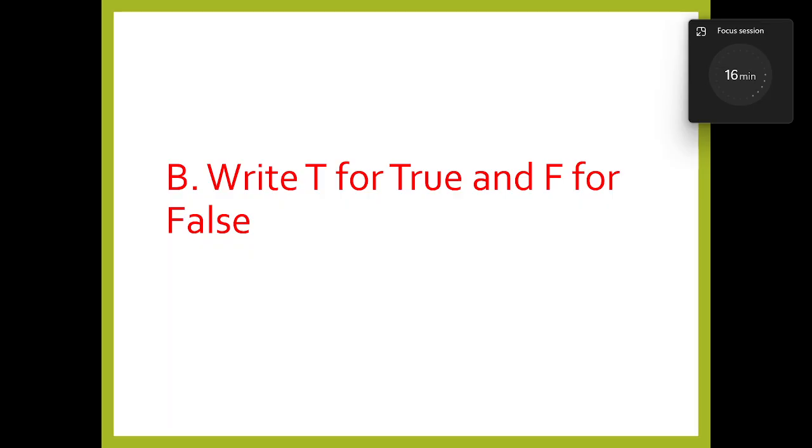B is about true or false. Write T for true and F for false. So, let's go with this true and false question. First, Tinkercad is an open source software. Is it true or false?